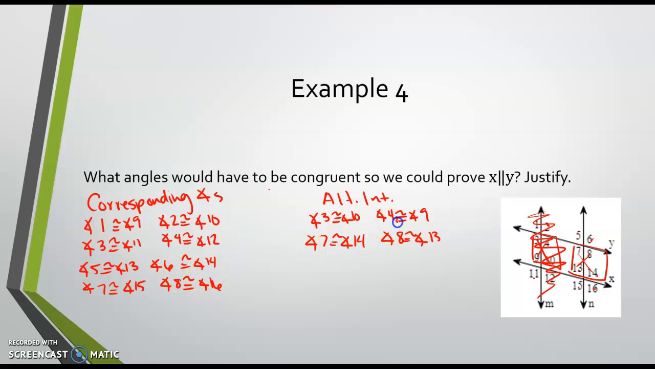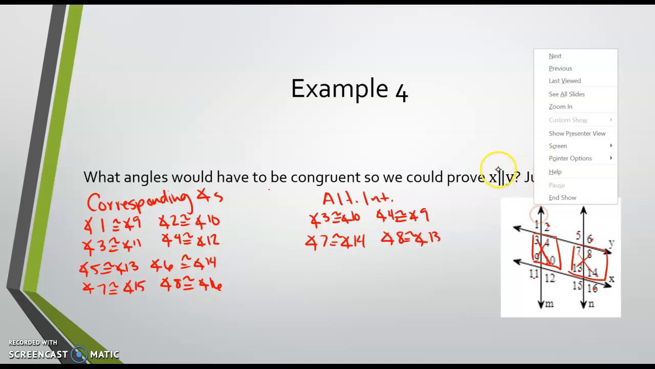So anything on this list would prove that X was parallel to Y. And that's how we can choose angles to say this, if these are congruent, then these lines are parallel.